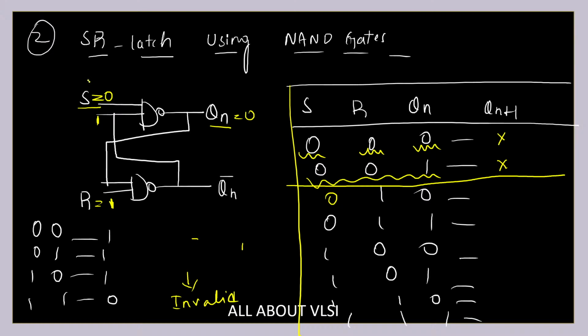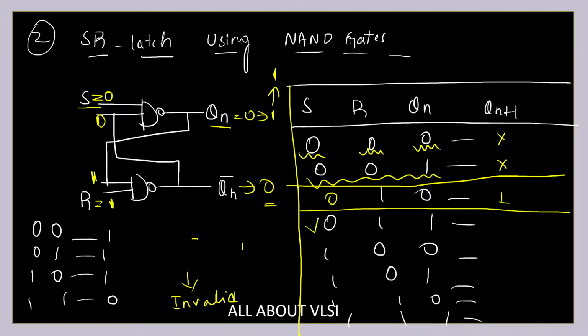Now, as I have said, if one of the inputs is equal to 0, the output will definitely be equal to 1. This will be equal to 1 and this one will be propagated over here. 1, 1 is basically 0. Now, even if you propagate this 0 over here, you're going to get 1 only. So this is what you're going to have. S is equal to 0 and R is equal to 1. Next state is equal to 1 and its complement is equal to 0. So next state you're going to get as 1.